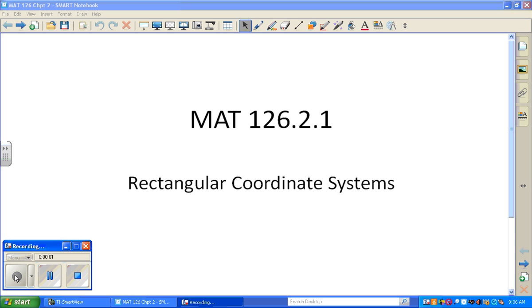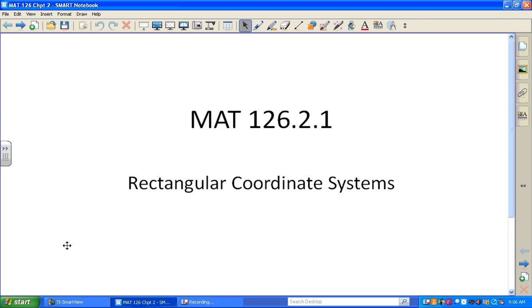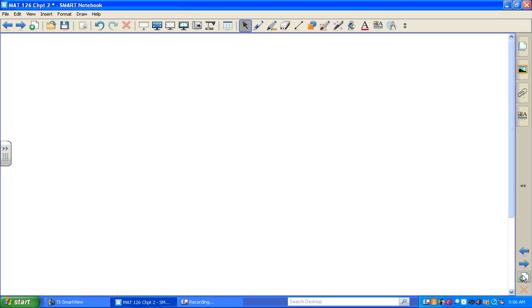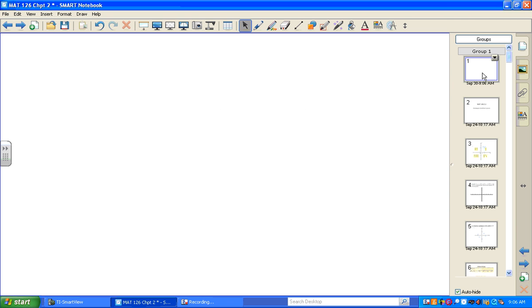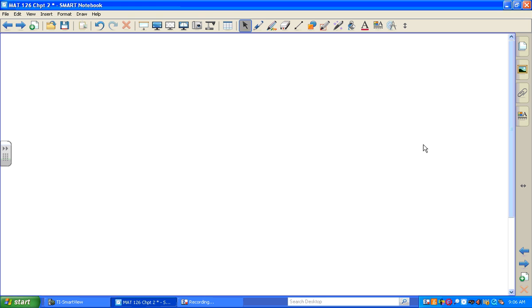Before we get to the rectangular coordinate system, I'm going to put a program in your calculator I think you might need. Whether you need it now or not is up to you. But I'm going to insert this right back here. Okay. What I want to do is the quadratic formula.